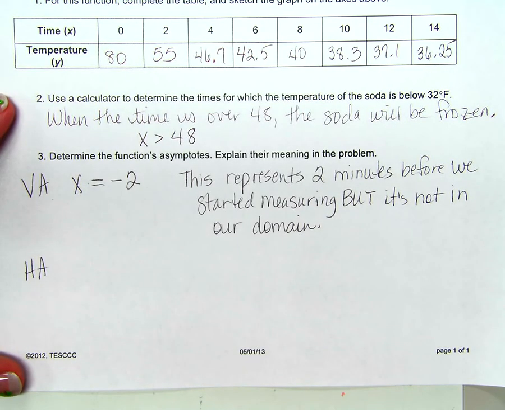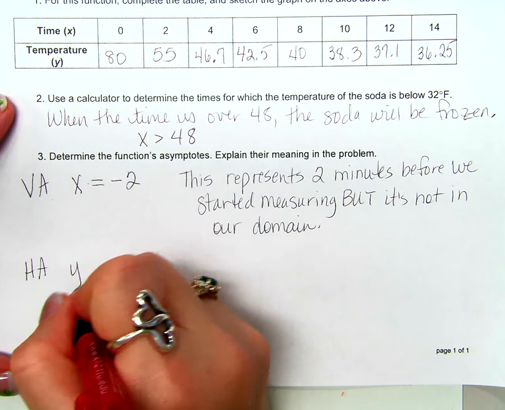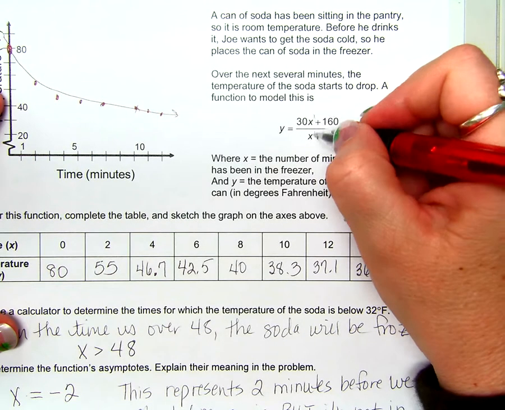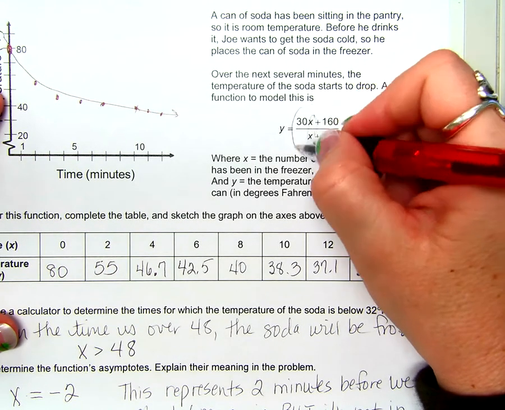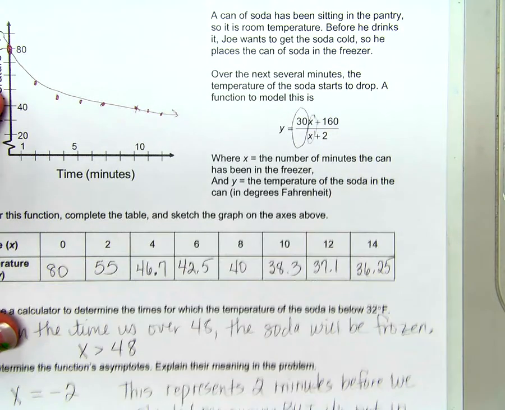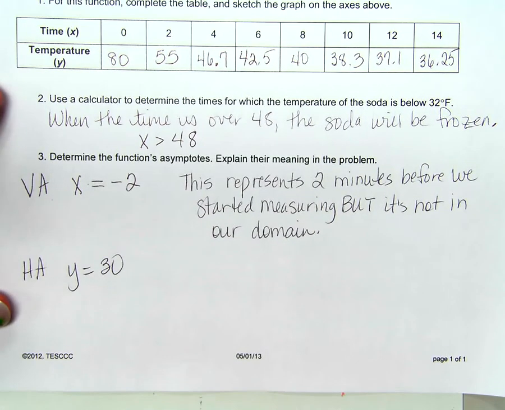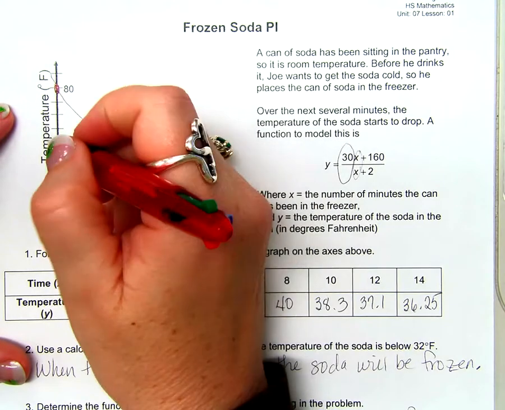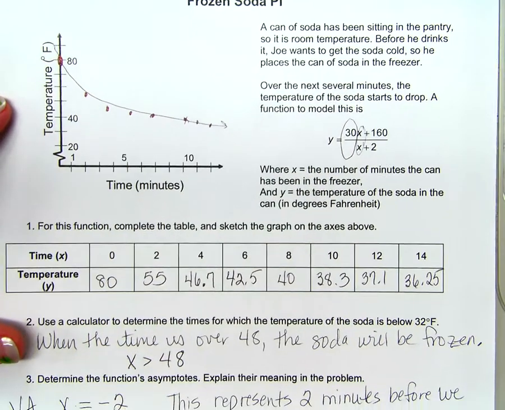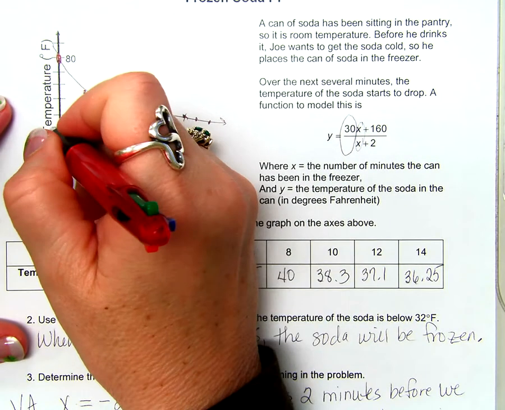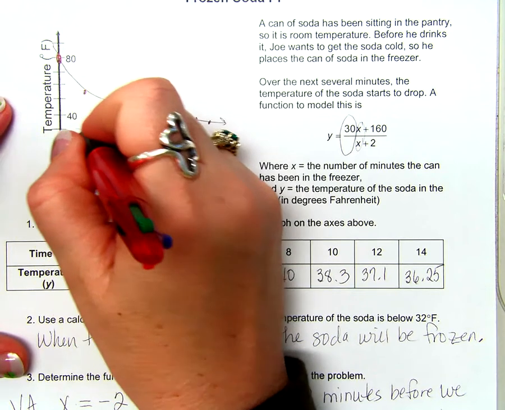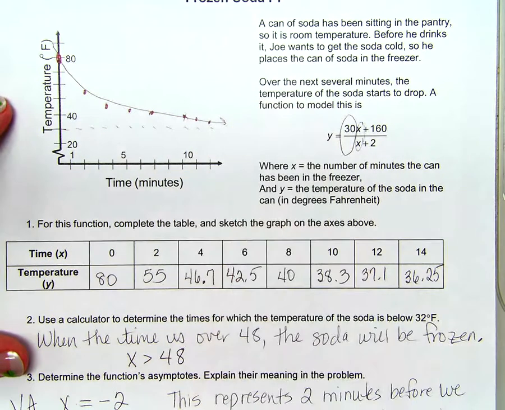So what about horizontal asymptotes? Y equals what? Now, how'd you get y equals 30? Because the degrees are the same. Oh, okay, so we look at those and they're the same, so we look there for the asymptote, right? So y equals 30. What does that mean? The temperature won't go below 30 degrees. Why not? The freezer is set. That's exactly right. So on my graph, there's my asymptote, right?